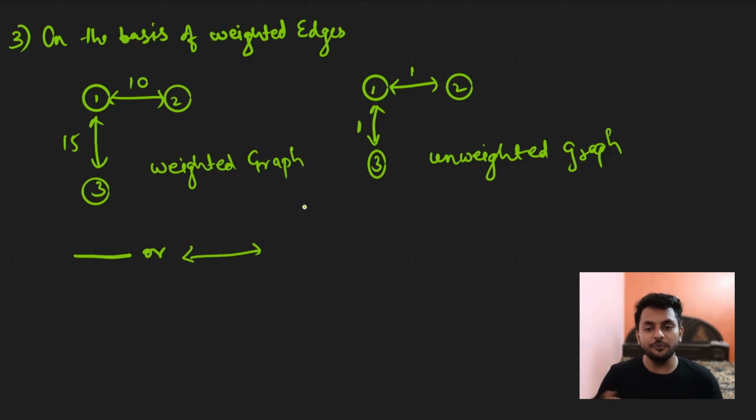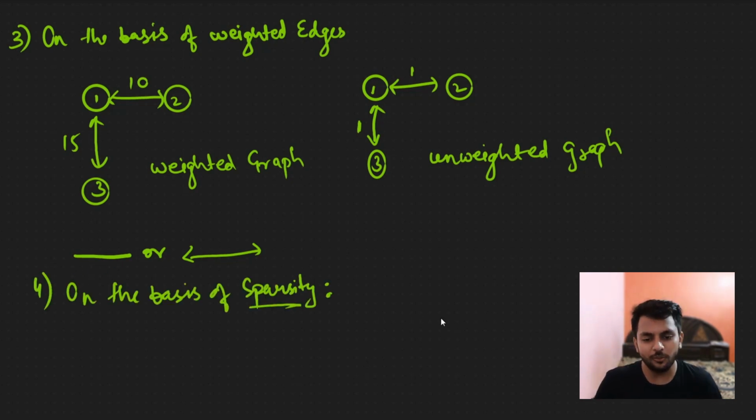So we can now further divide our graph on the basis of sparsity. What is this sparsity? Sparsity tells about the number of edges we have in the graph. So if we have a very small number of edges in the graph, that graph is known as a sparse graph. And if a graph contains more edges, then it is known as a dense graph.